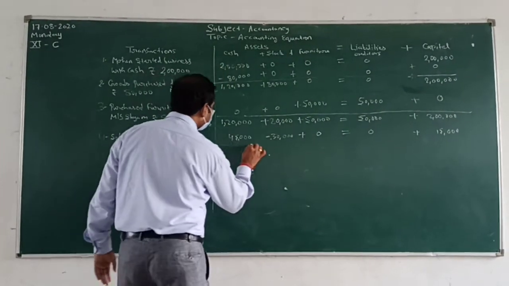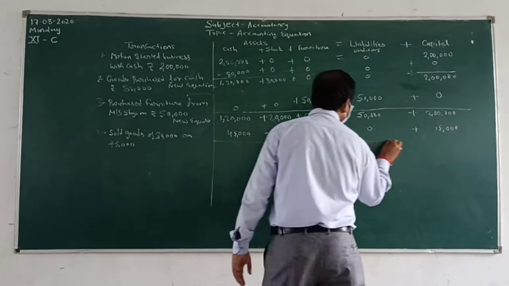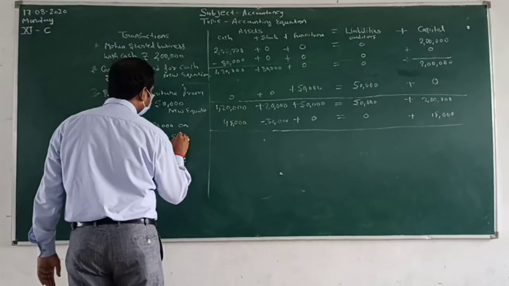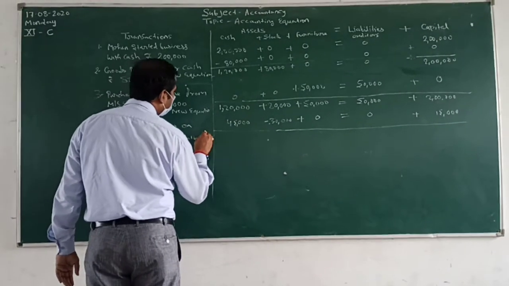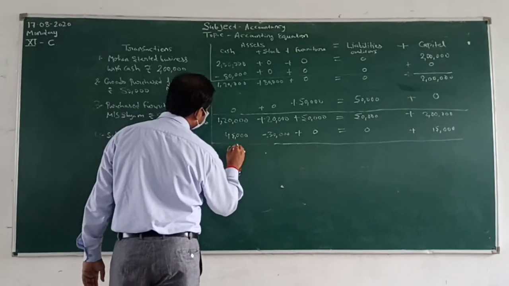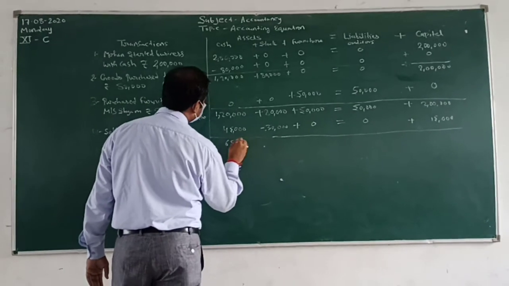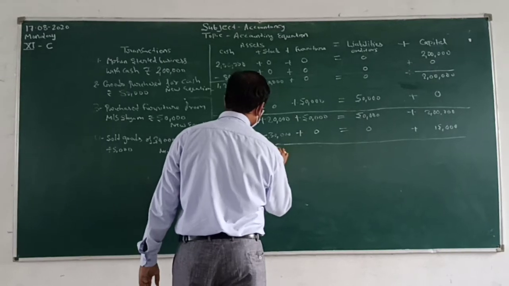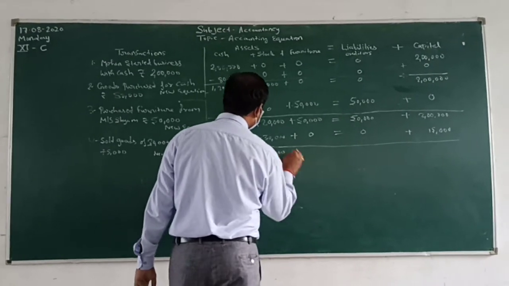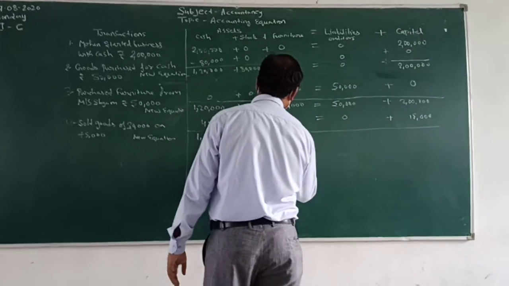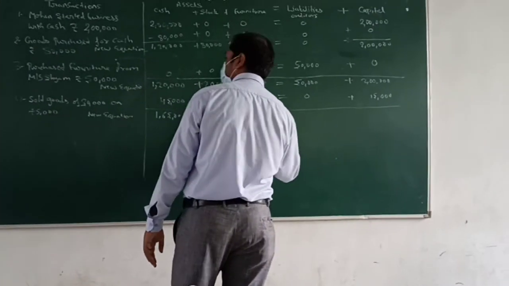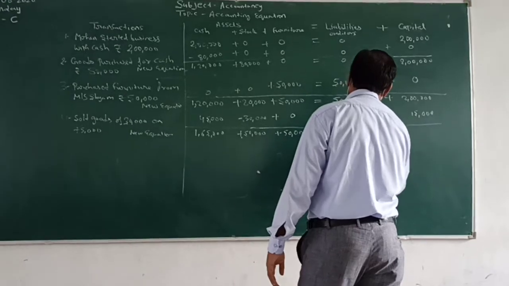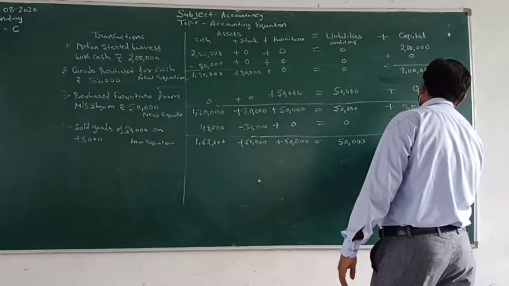So after this we get a new equation, and our new equation is 65,000 plus 50,000 plus 50,000 is equal to 50,000 and plus 2 lakh 15,000.